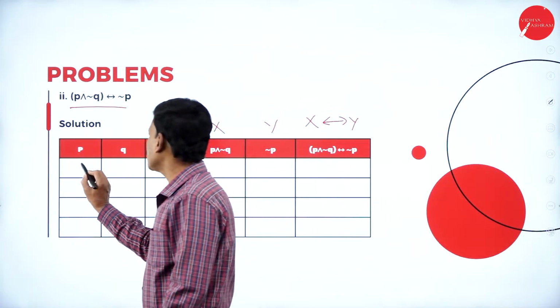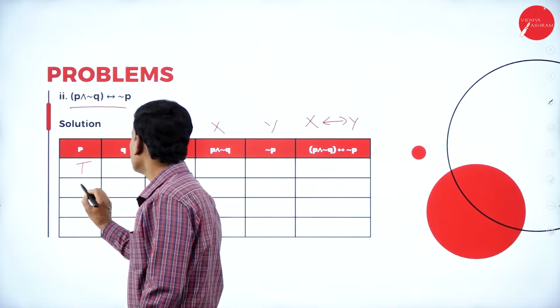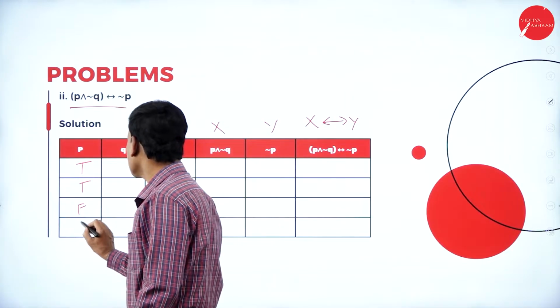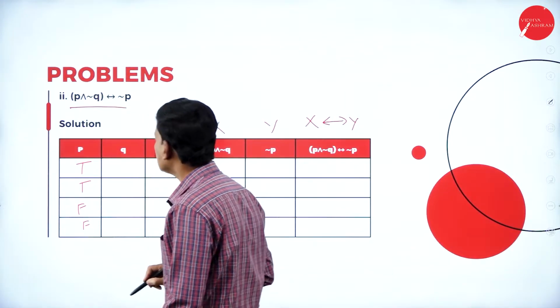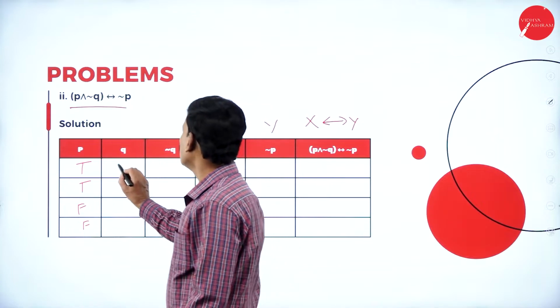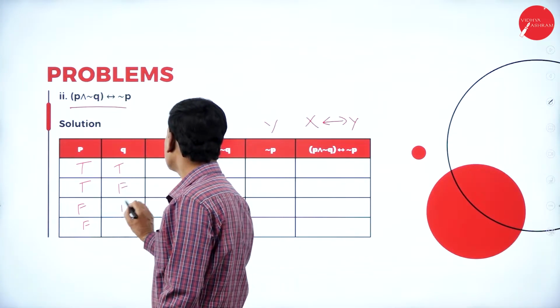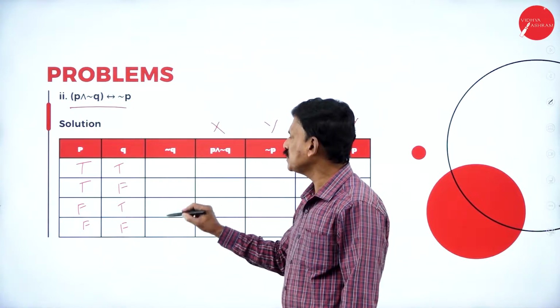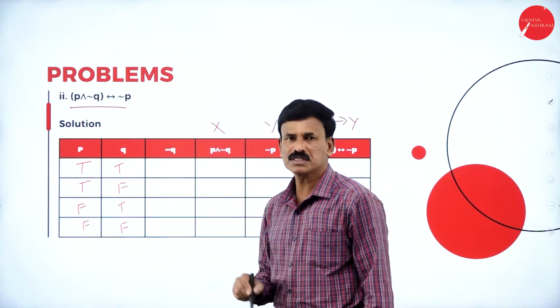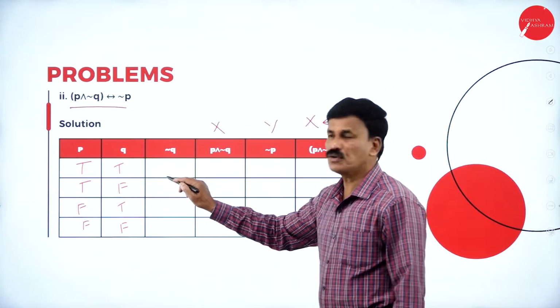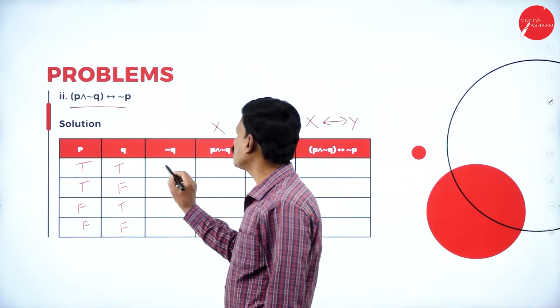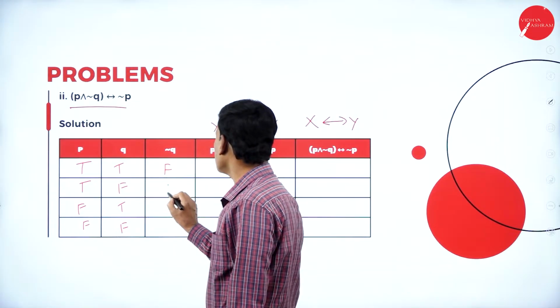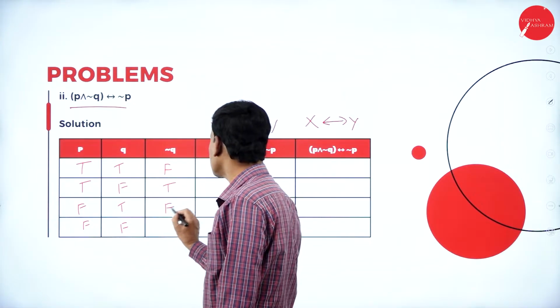What is P? P contains true, true, true, false, false, right? Then for Q it is alternating: true, false, true, false, right? T, T, F, F, T, F, T, F. Alternating true, false, right? Now, negation of Q. What is negation of Q? For true it is false, for false it is true, for true it is false, for false it is true.